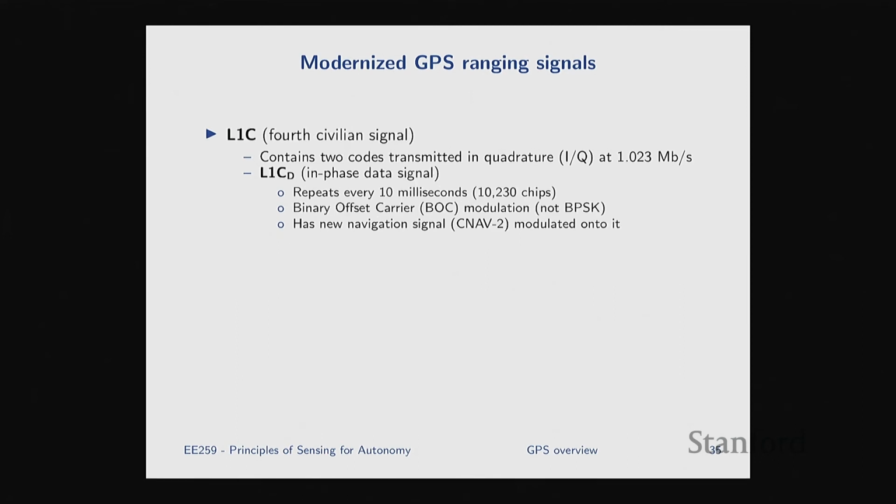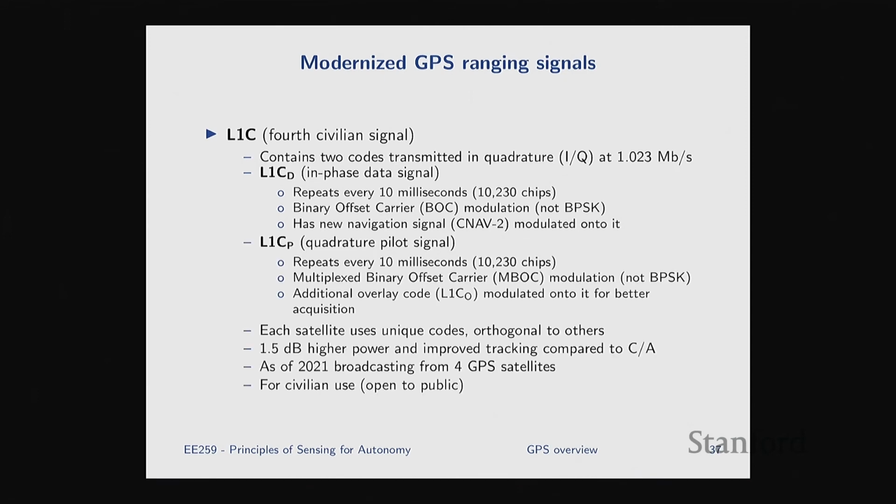Okay, and then there's the fourth civilian signal, L1C. This is transmitted on the L1 carrier, as the name suggests. Kind of like the L5, this is also two codes modulated on the I and Q components of the carrier. Both are 10 milliseconds long, same number of chips. What's different about the L1C is that it uses a different type of modulation. It's not binary phase shift keyed, it's a different type of modulation called binary offset carrier, or BOC.